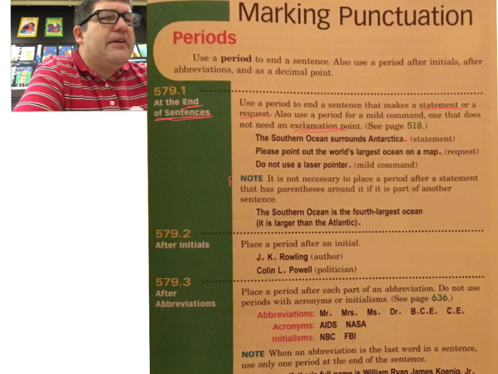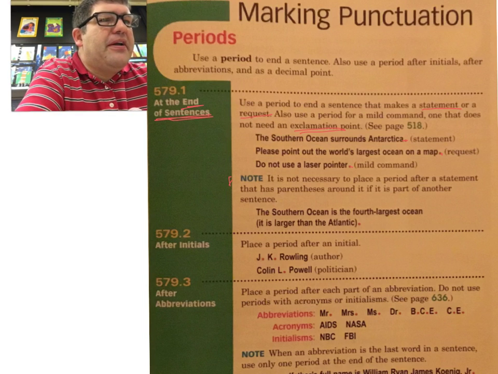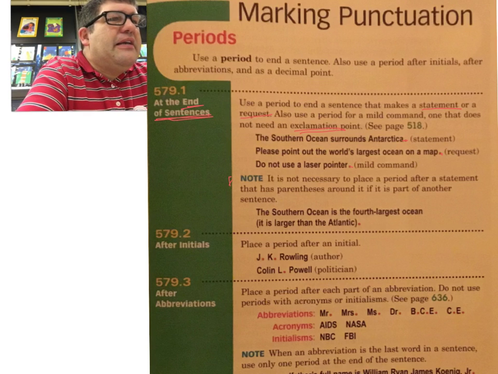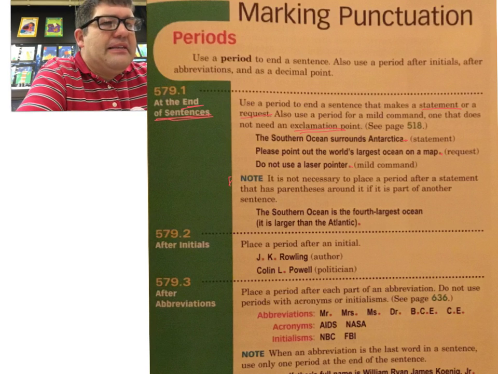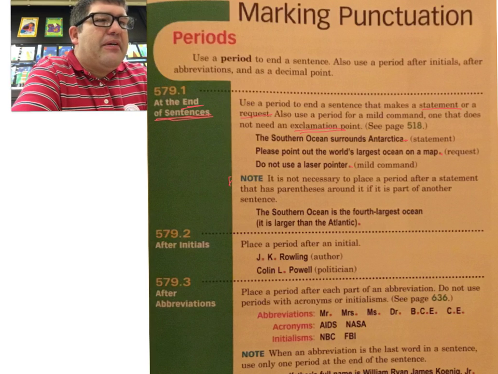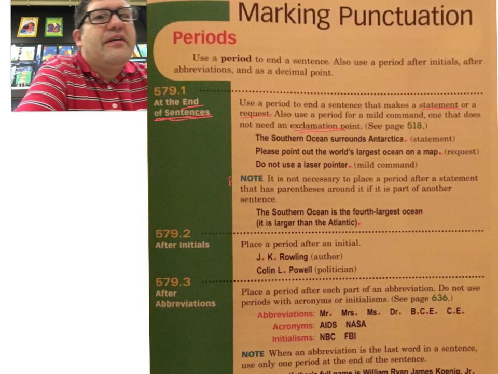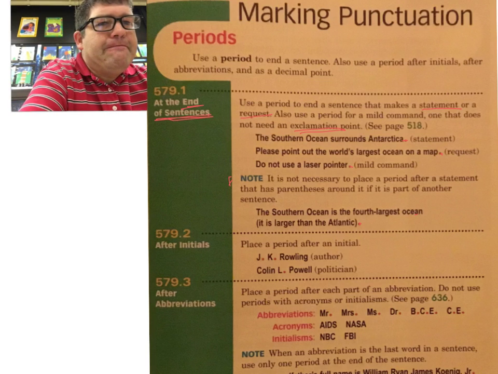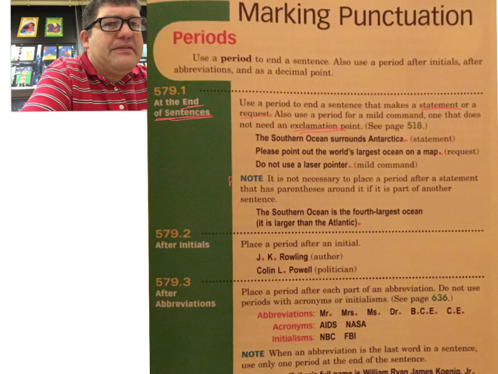Let's see what the note says here. It is not necessary to place a period after a statement that has parentheses around it if it is part of another sentence. But in this case, this is a part of the sentence, so you do put a period at the end. The Southern Ocean is the fourth largest ocean, parentheses, it is larger than the Atlantic, end parentheses, and then your period, because it ends your thought. Okay? So that's at the end of a sentence.